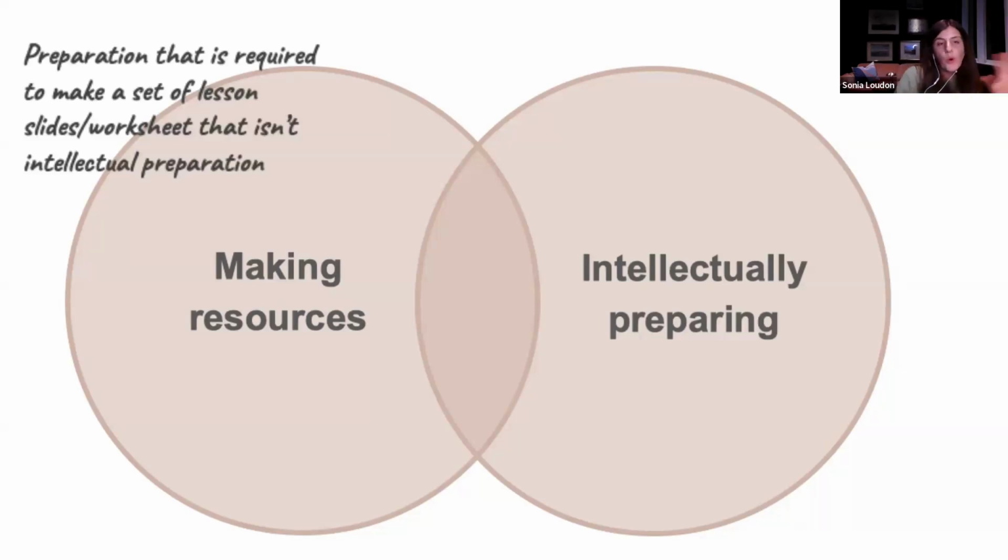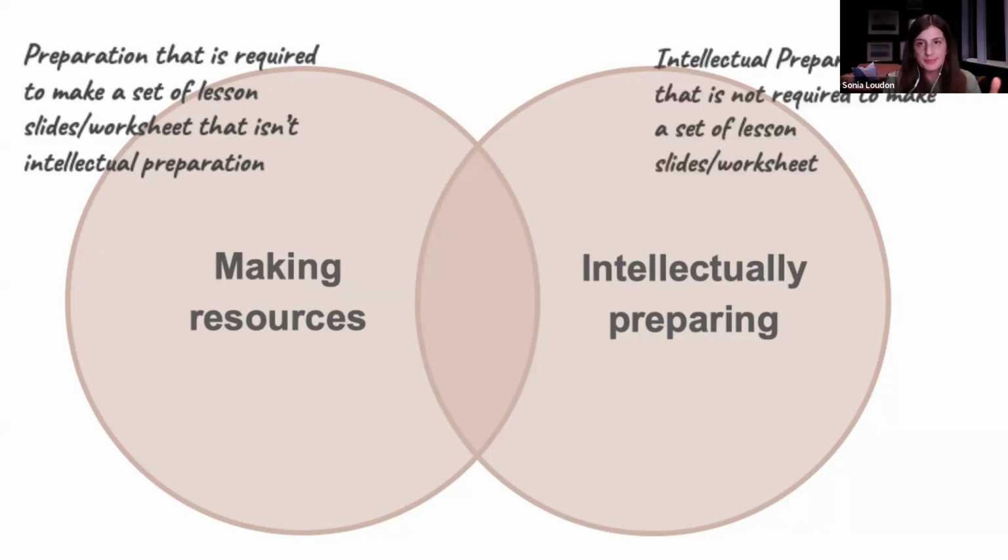So if we think about it this way, you've got this Venn diagram. You've got all the work that's required to make curriculum resources. So that's preparation that's required to make a set of lesson slides that isn't intellectual preparation. That might be making the slides, changing the font, looking for images, trying to get the worksheet to match the questions on the slide. And intellectual preparation is everything that's required to prepare a lesson that isn't required to make a set of slides or worksheets. So that would be developing a questioning sequence, anticipating misconceptions.